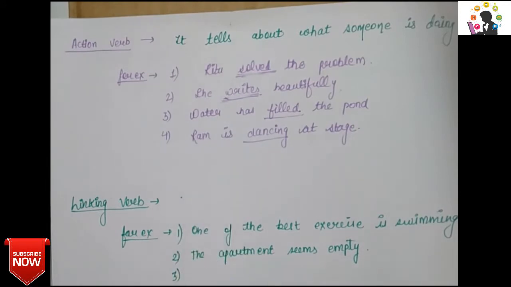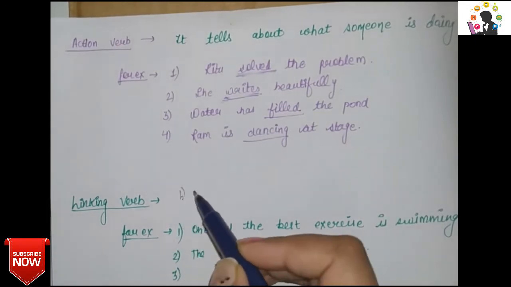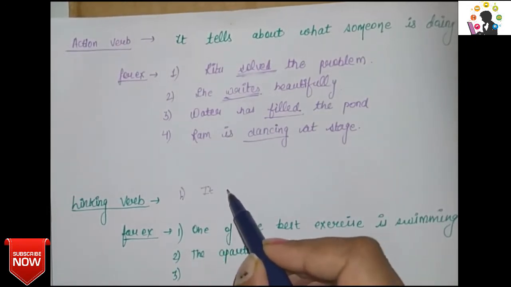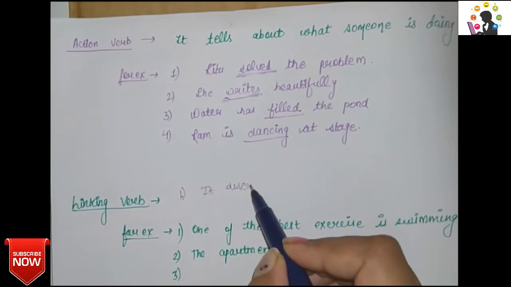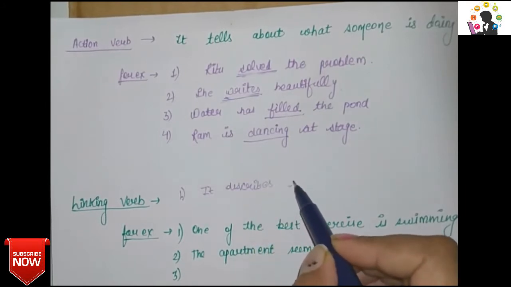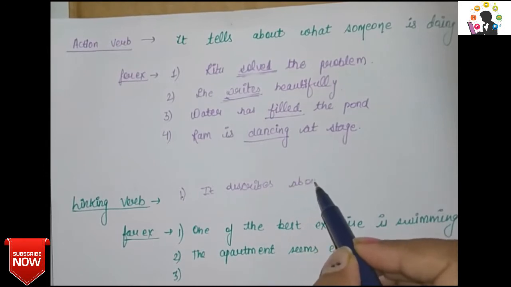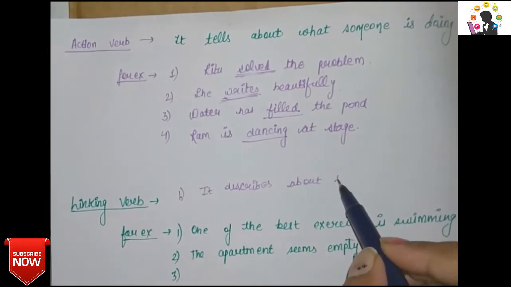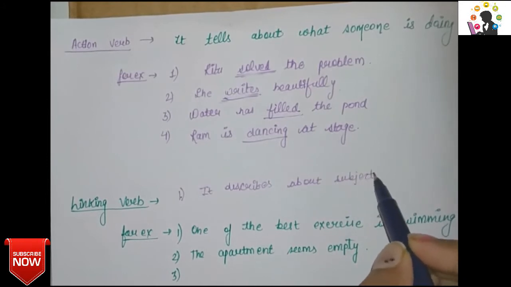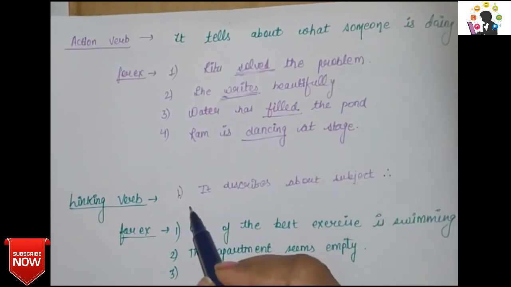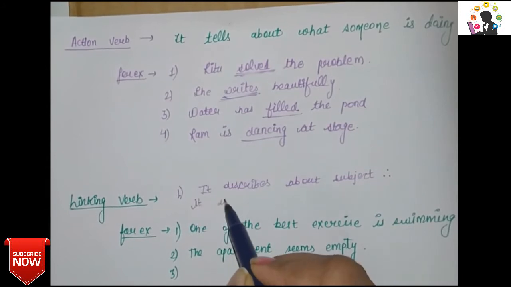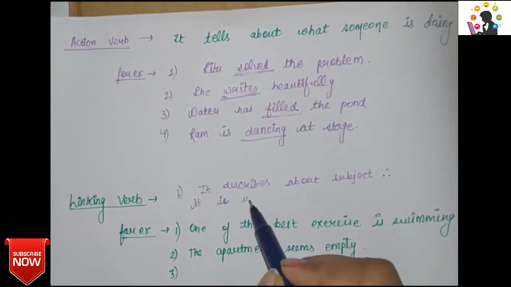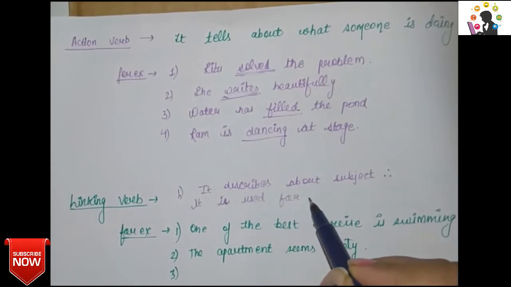Now move on to the second thing, the linking verb. The main trick of the linking verb is this. First, it describes the subject; it is used for description.